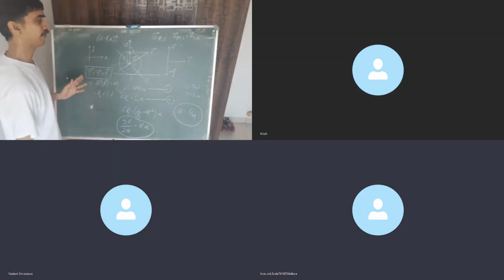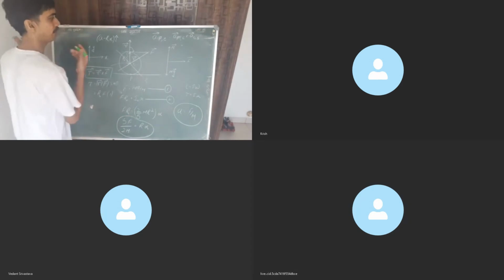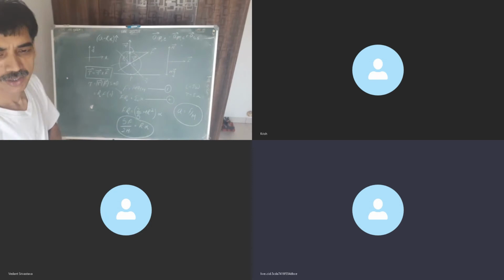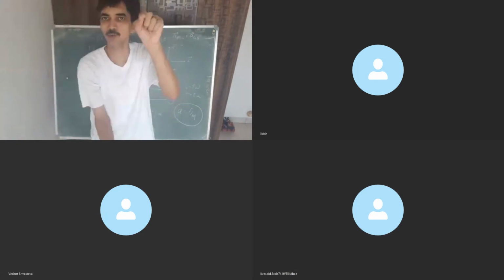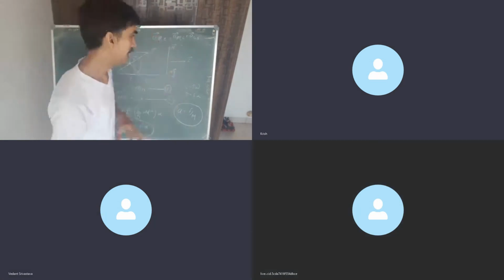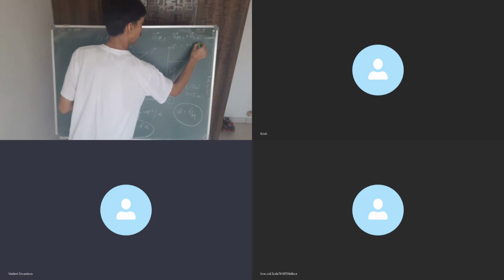Now, if I am at C and looking at P, in which direction will be the acceleration? Backwards, correct? Check it out. Will it be backwards or not? Think, see for yourself. Will it be backward? This point, backwards. And what will it be equal to? Alpha into r. In what direction? Minus I cap.